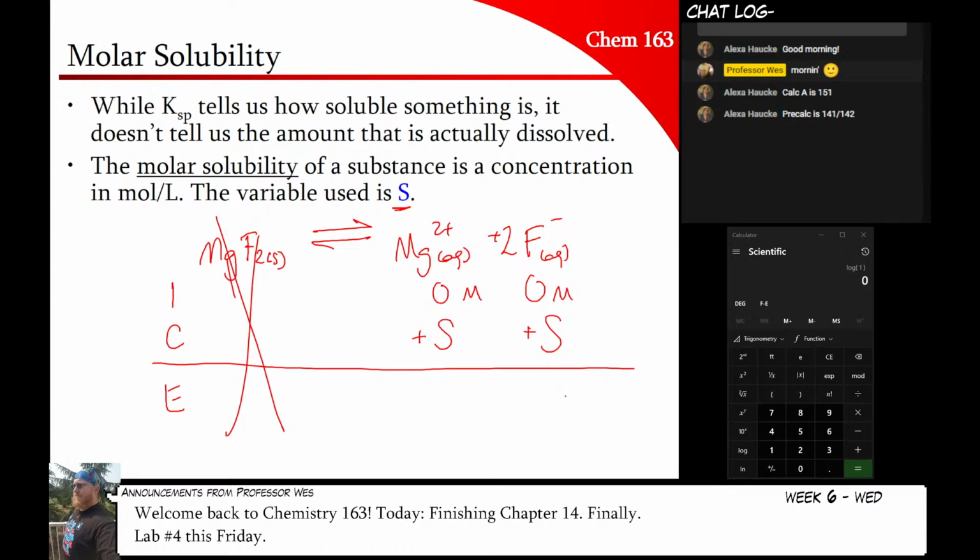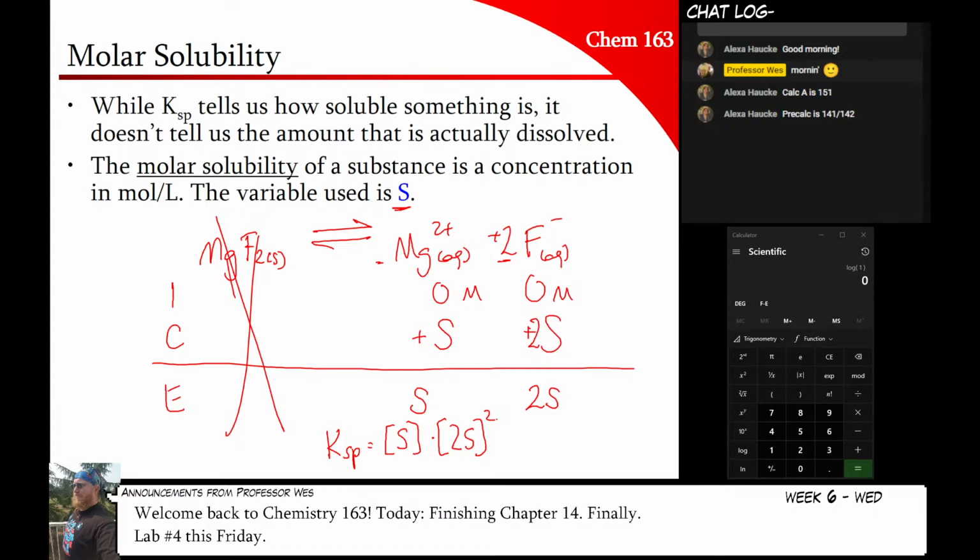So now, I made one S of this one, but here I have a 2, so I got to put this 2 here. And so our solubility product would be S and 2S, and we would say, okay, well, KSP equals S times 2S squared. And then we could solve for S, and S would tell us how much dissolved in there, based on whatever KSP is.